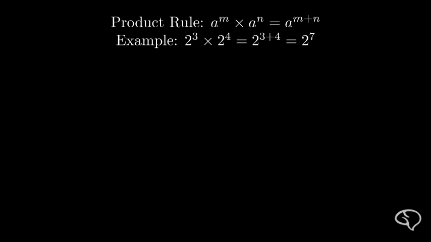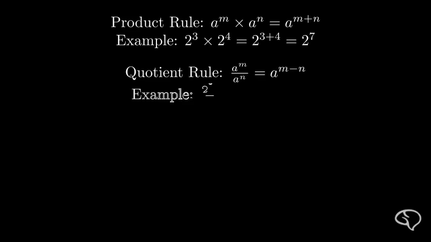Next, the quotient rule. The quotient rule says that when you divide two powers with the same base, you subtract the exponents. So 2 to the power of 5 divided by 2 to the power of 2 is 2 to the power of 5 minus 2, which is 2 to the power of 3.